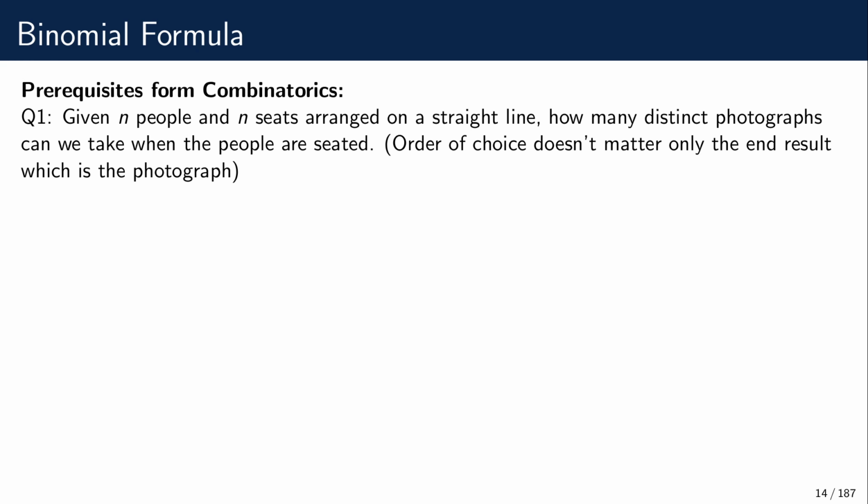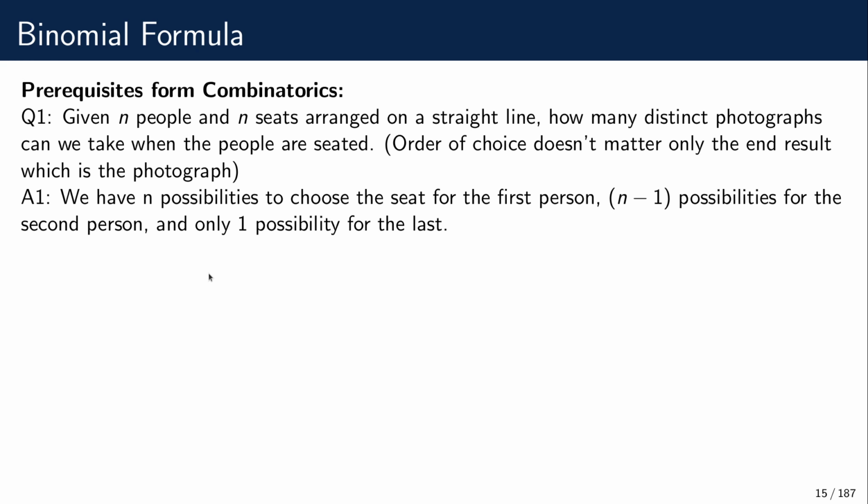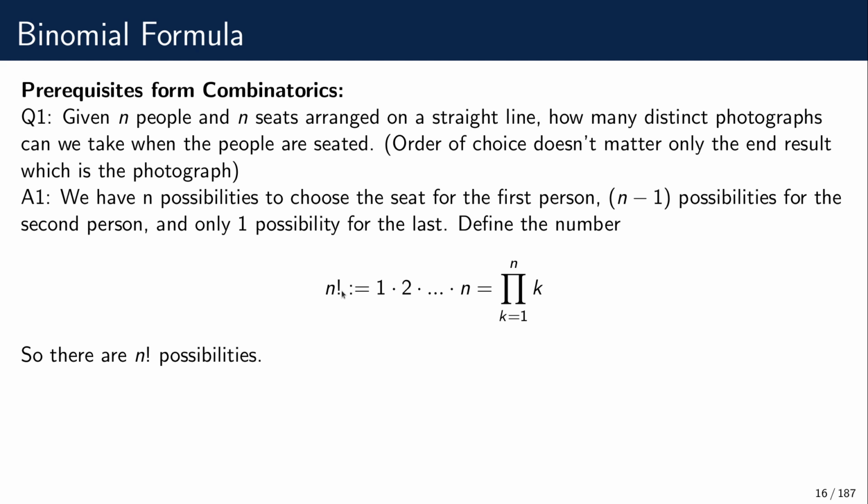It matters which person sits on the first chair and which person sits on the fifth chair, etc. So how many possible photographs can we take? Well, let's count. For the first person, we have n possibilities, right? He can choose any of the n seats. The second person has n minus 1 seats, the one after him has n minus 2, etc., and the last person will have only one available seat. And so the number of combinations is denoted by n factorial.